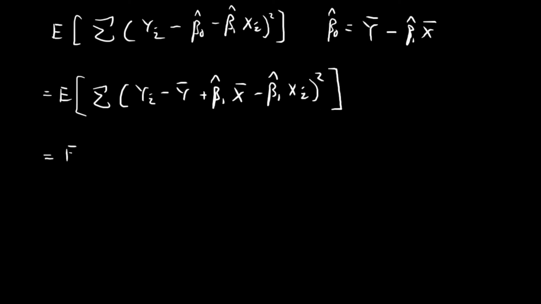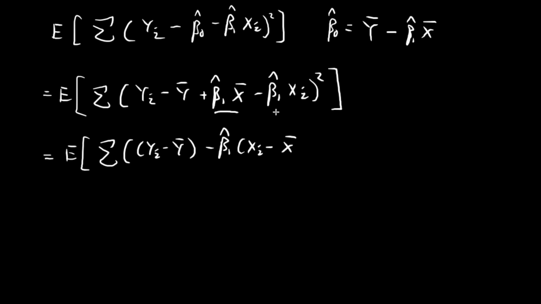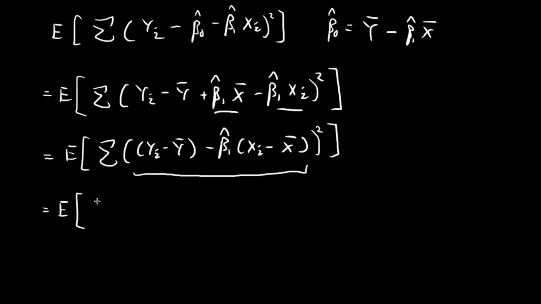And then I can group some of these terms together, which would help us develop some patterns. So we have y_i minus the sample mean of y, and then we can pull out this beta 1 hat term, and then you can see that we have x_i minus the sample mean of x. So for these two terms, we're just grouping them up by pulling out the beta 1 hat, and then we square this.